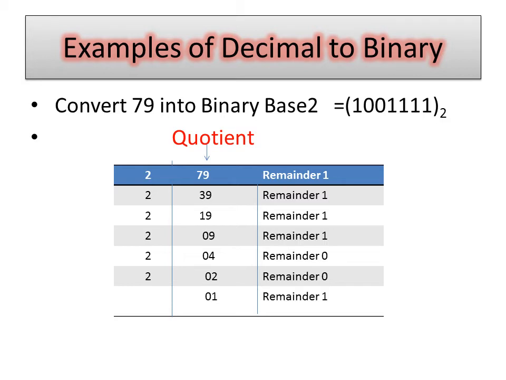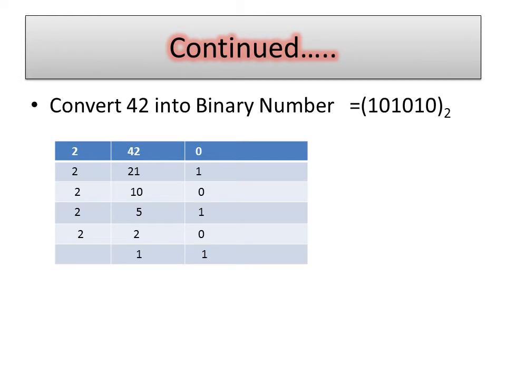So, this is how we can convert any decimal number to a binary number. Let us see one more example in order to make you understand better. Let us now convert 42 into a binary number again. Here, children, I have not mentioned the quotient and the remainder words, but you should know the middle row, that is the second column, is the quotient and the third column is the remainder. So, 42 when divided by 2 gives 21 as the quotient and 0 as the remainder.